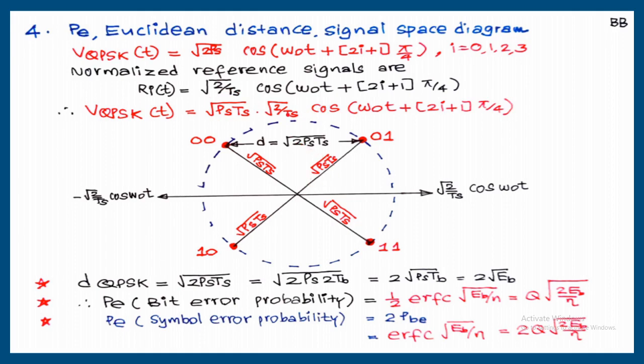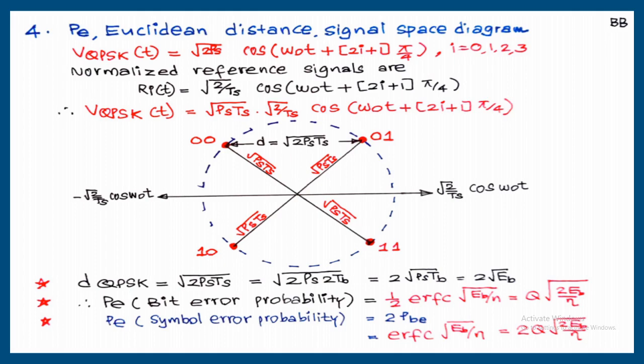First normalized vector is root 2 by TS cos omega 0 t plus pi by 4, after substituting i is equal to 0, pi by 4. So that vector is this one. This is that vector because x-axis is root 2 by TS cos omega 0 t. This will be plus pi by 4. So this is a vector. Along this vector you take 1 point with a distance of root PSTS from origin. So from origin this distance is root PSTS. So we got the first point.